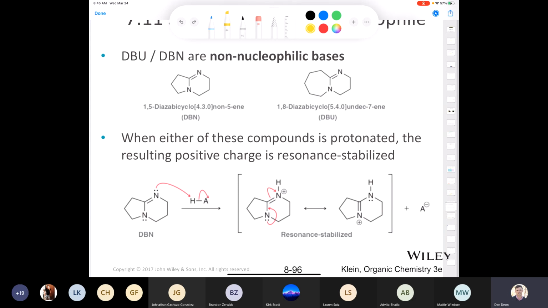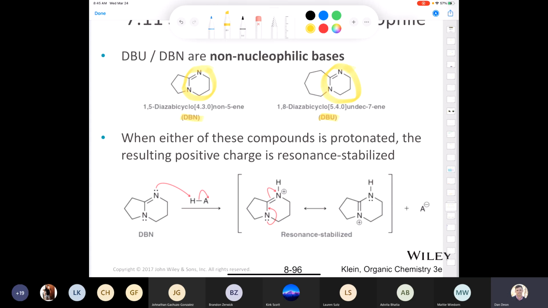So again, I won't ask you to draw DBN. I'm not going to ask you to draw DBU, but I need you to know DBN and DBU are non-nucleophilic bases, and they're strong bases, and I need you to be able to recognize them. But all you have to do is see the six-membered ring, which is in common with them, and you'll know that you're dealing with either one of them.